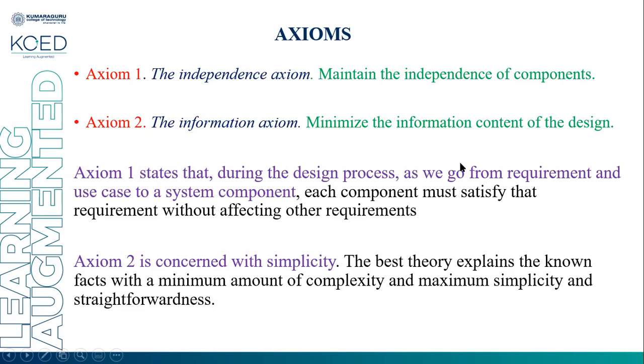Next, we are going to discuss the types of axioms. There are two types. One is the independence axiom, which says to maintain the independence of the components. Each software component should be independent.